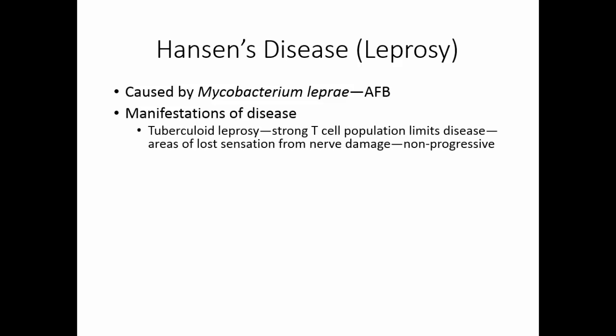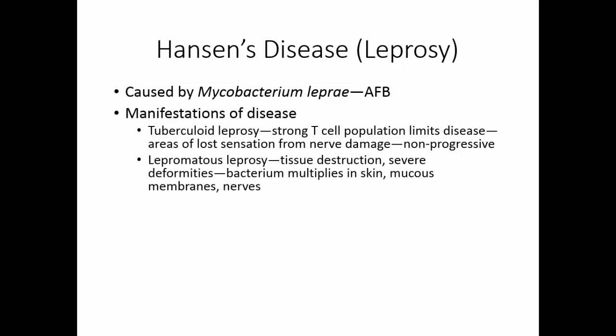In tuberculoid leprosy, the individual infected has a very strong T cell population that limits the disease. There are areas of loss of sensation from nerve damage, but this disease is non-progressive. Lepromatous leprosy is the one that destroys tissue. There are severe deformities. Here, the bacteria multiply in the skin and the mucous membranes and the nerves.